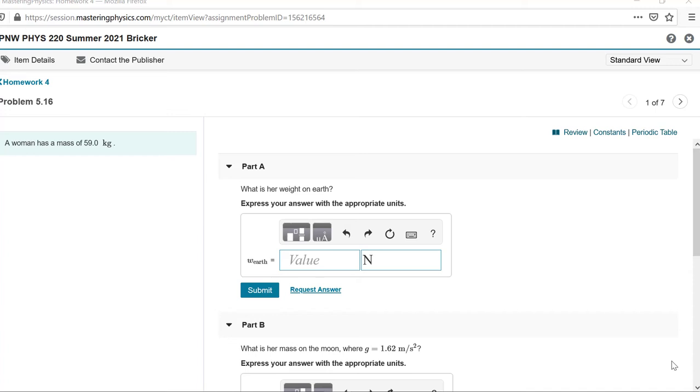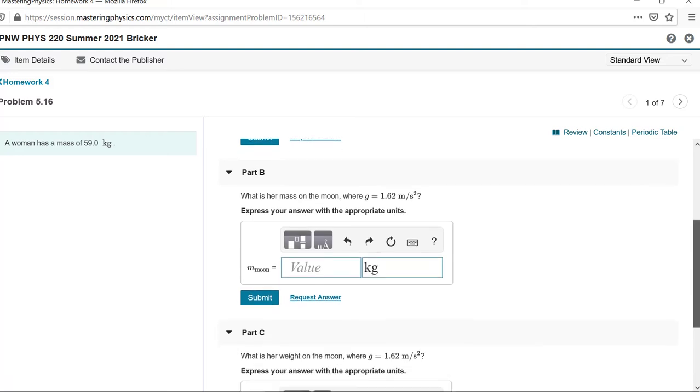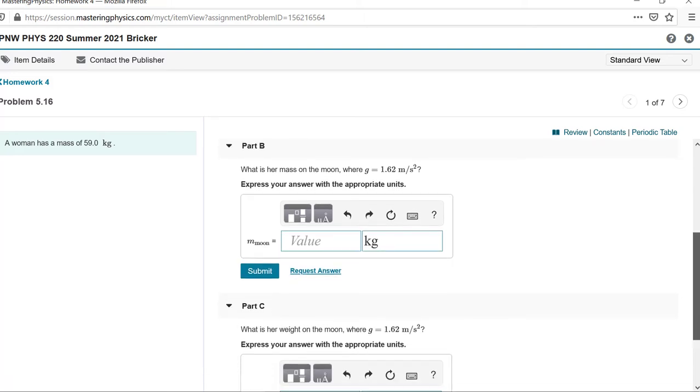A woman has a mass of 59 kilograms. What is her weight on Earth? And then what is her weight on the moon? What is her mass on the moon? It's part B. What is her weight on the moon?